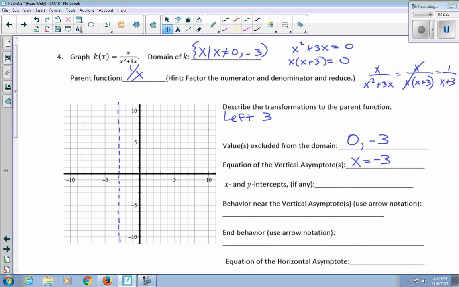X and y intercepts. So x-intercepts happen when the numerator is 0, x equals 0, but you can't plug 0 in. It's an excluded value. So there's no x-intercept. And then for a y-intercept, if you plug 0 in, you'd get 0 over 0, which is undefined, so there's none, right? You can't make it equal 0, and you can't plug 0 in.